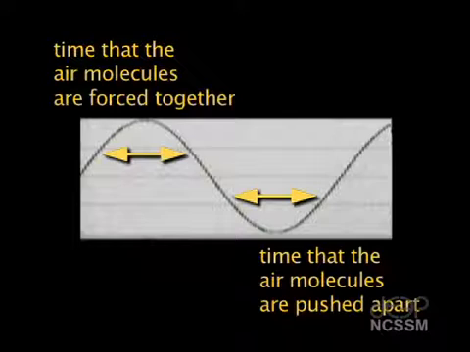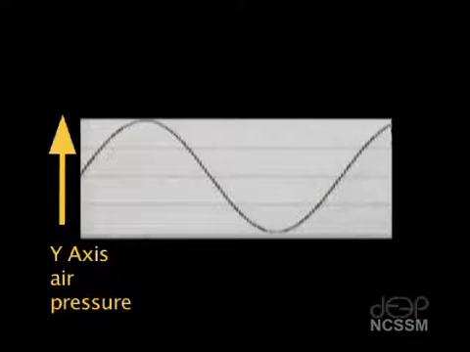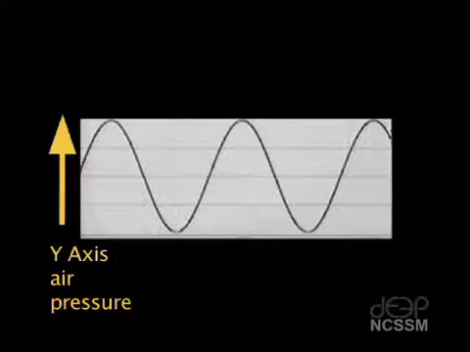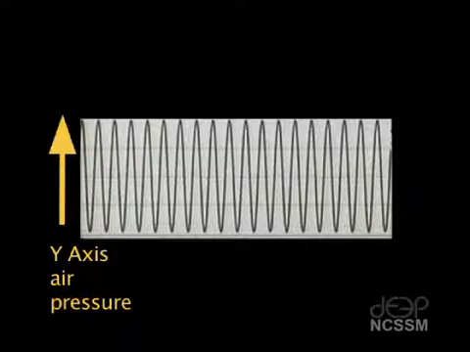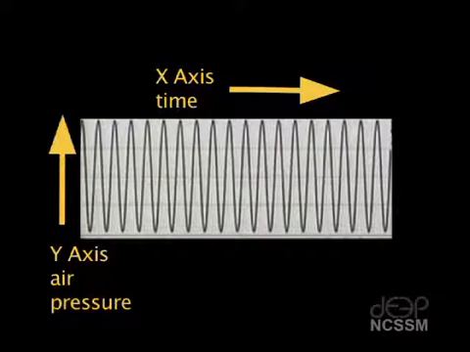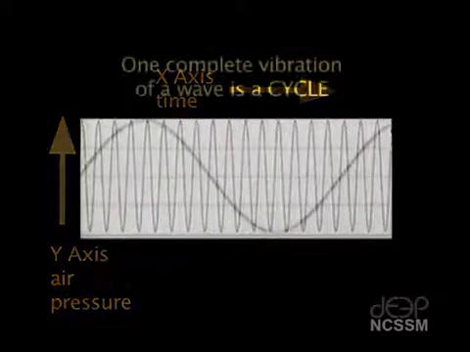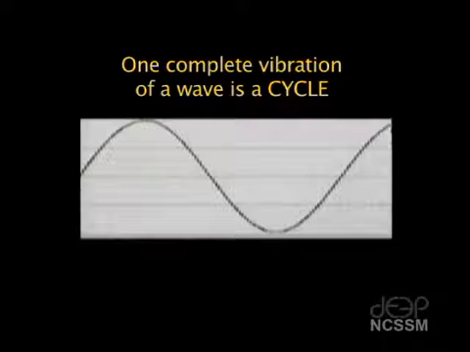So, the y-axis is air pressure. You will notice that it happens over and over. This takes time, so the x-axis represents time. One complete vibration of a wave is known as a cycle. And this is how we begin to relate these pitches to numbers.